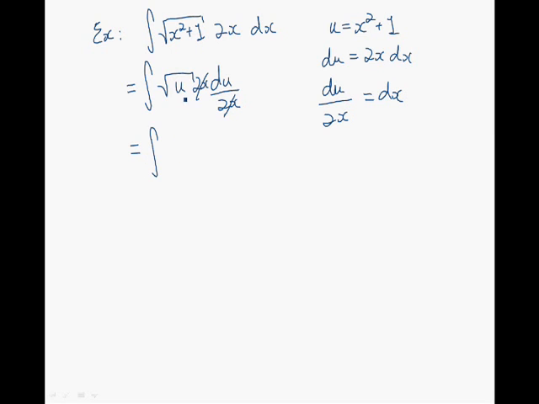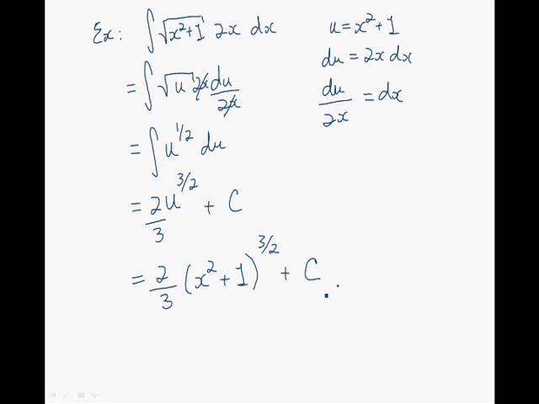We rewrite square root u as u to the power of 1 over 2. And this integral, using the basic rules of integration, is equal to the following. And now we replace u with x squared plus 1. So now we have our integral. And this concludes the presentation on integration by substitution.